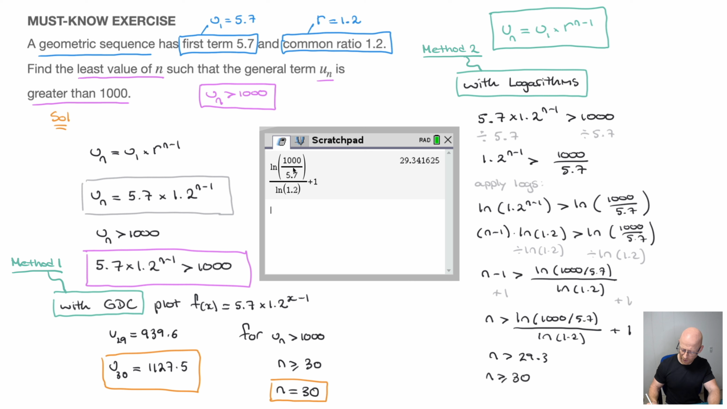So we would state our final answer as n equals 30. That's the least or smallest value of n such that the nth term of the sequence is greater than 1,000. And so again, I'll go ahead and box that result. There we go. And there we have it. That's how we can solve this must-know exercise on geometric sequences using either your graphical calculator or logarithms.